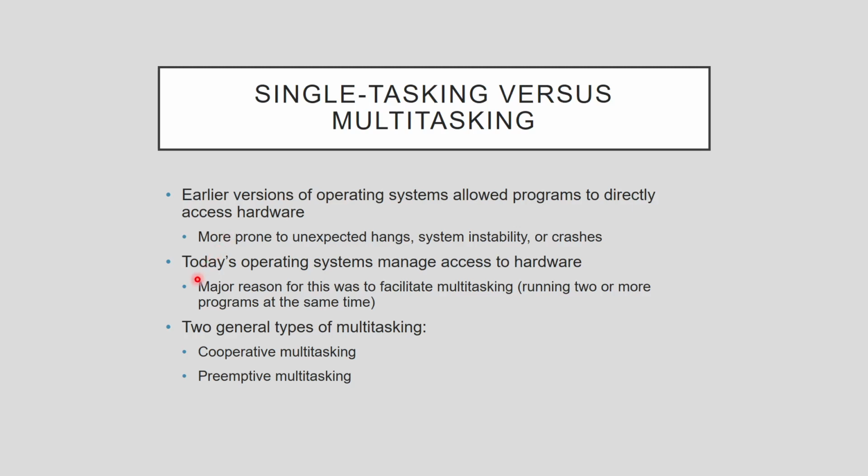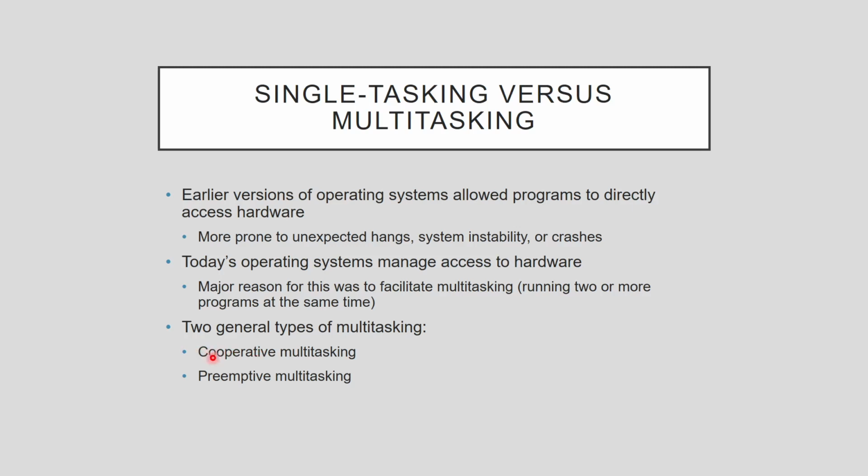And one of the major reasons for giving the operating system so much control over resources is to facilitate multitasking. And this is a technique that allows a computer to run two or more programs at the same time. And multitasking is typically achieved by splitting the processor time between applications and switching so rapidly that the user is not aware of any discontinuity. And there are two general types of multitasking.